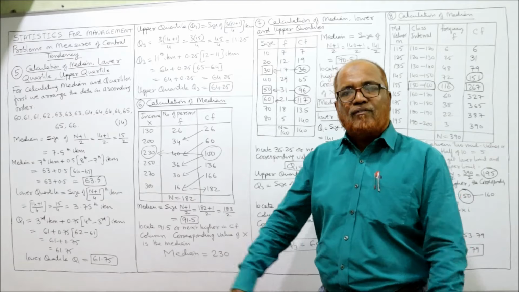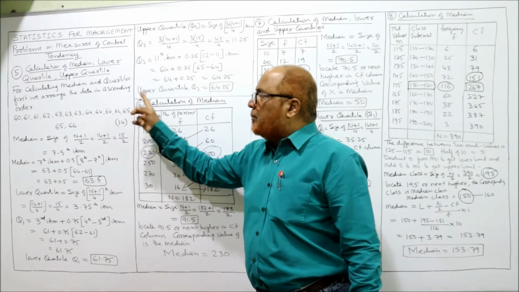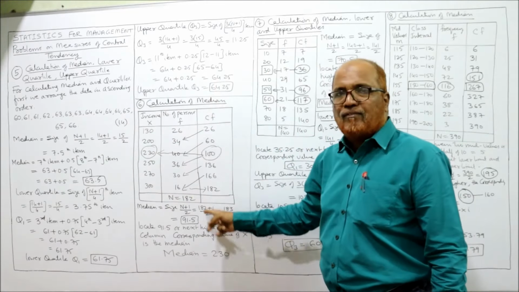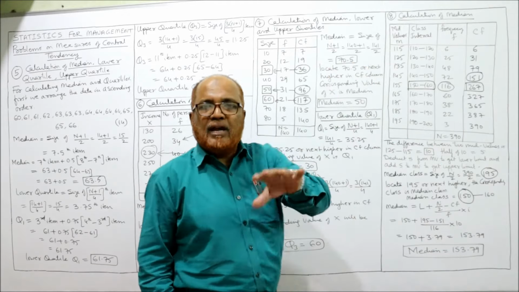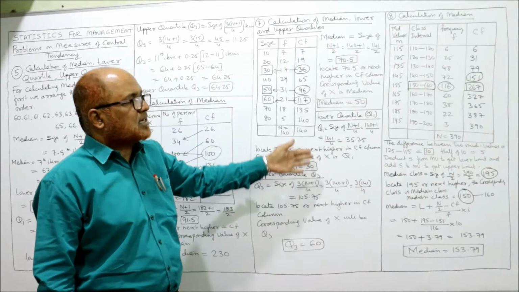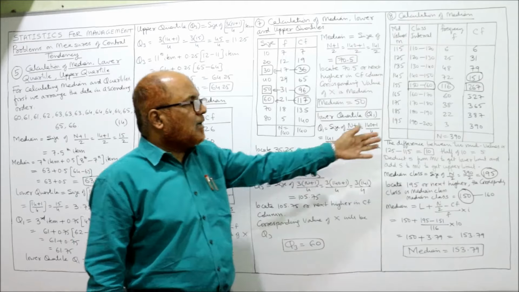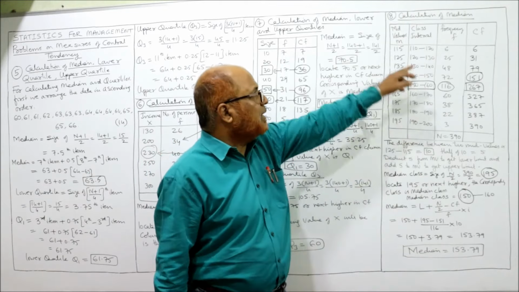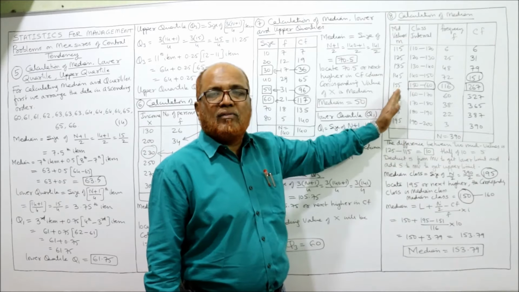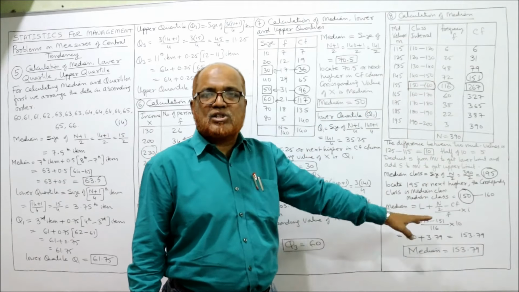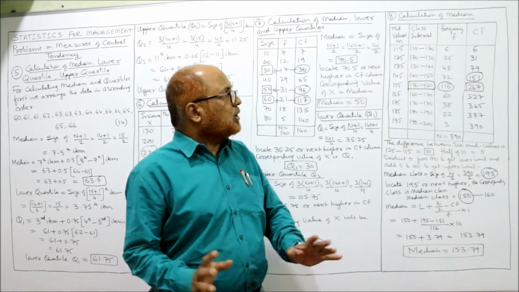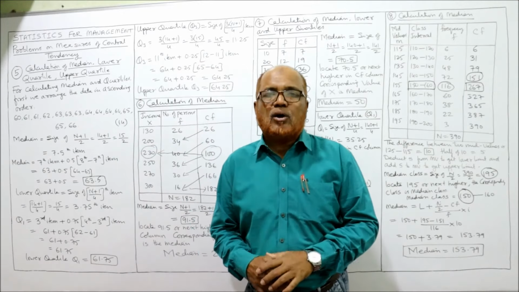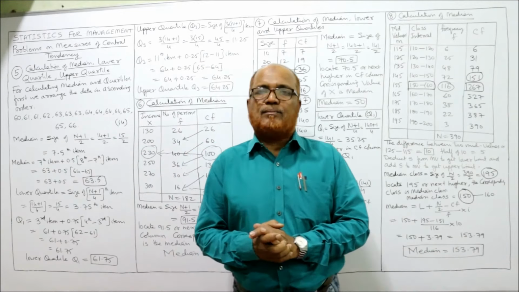The median of individual series, the median and quartiles of discrete series, and here the median of continuous series, and also when mid values are given. How to convert the mid value into class interval, I have explained. So totally 8 problems have been completed on these measures of central tendency.